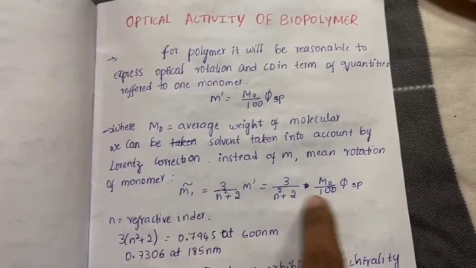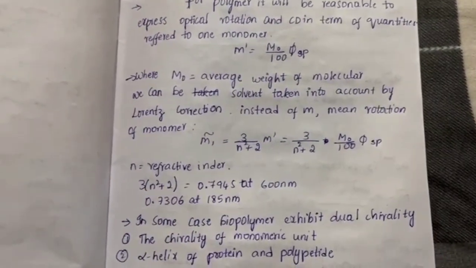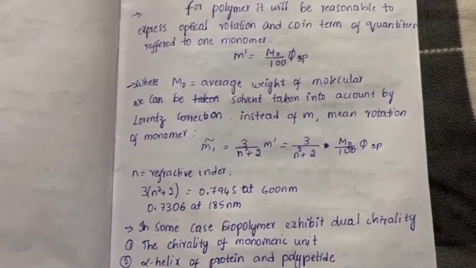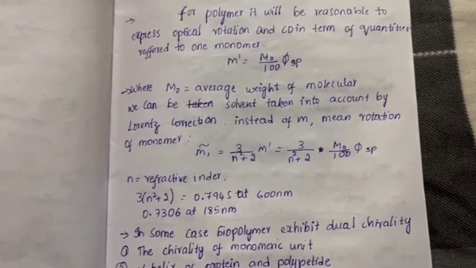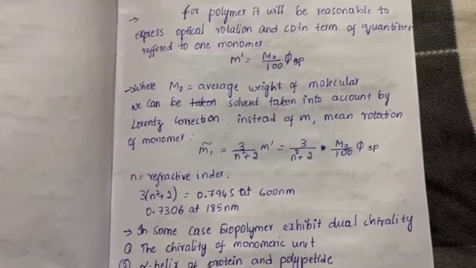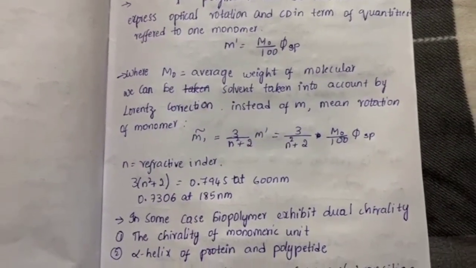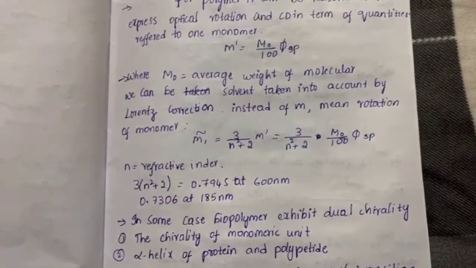So we get this equation, where n is the refractive index, 3 by n square plus 2, which is equal to 0.795 at 600 nanometer and 0.7306 at 185 nanometer. In some cases, biopolymers exhibit dual chirality.